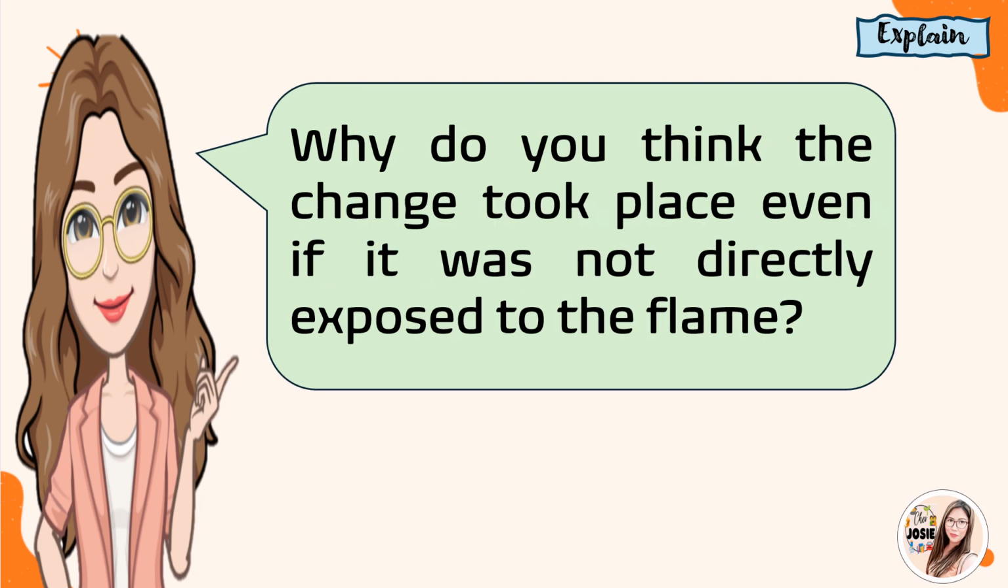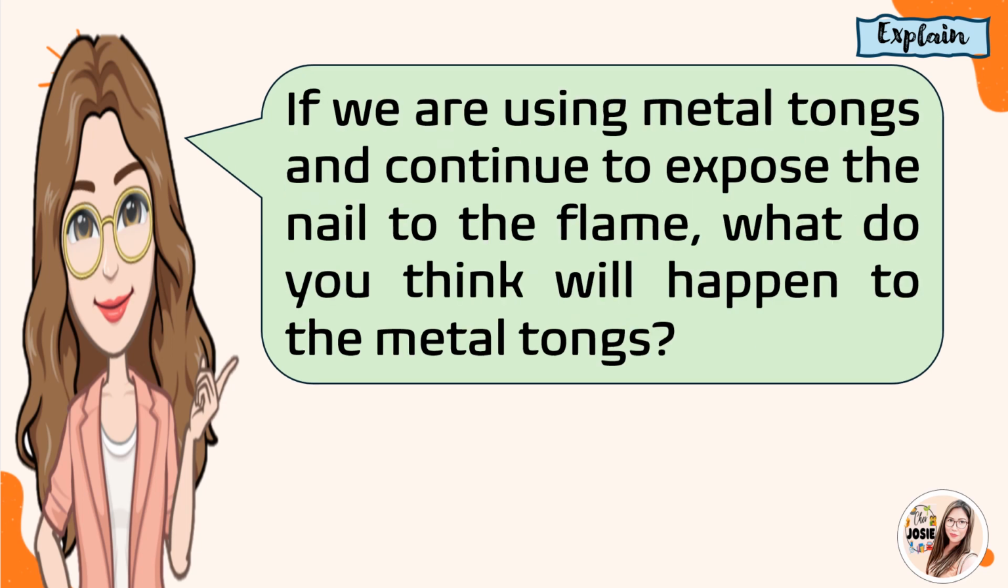Why do you think the change took place even if it was not directly exposed to the flame? Very good. The heat from the flame traveled through the nail until it reached the other end of the nail, which caused the margarine to melt. If we are using metal tongs and continue to expose the nail to the flame, what do you think will happen to the metal tongs? You're right. The bare metal tongs will be heated.